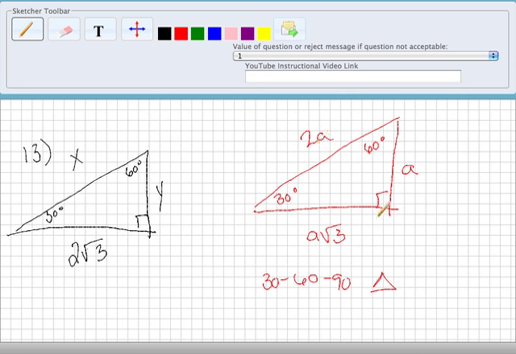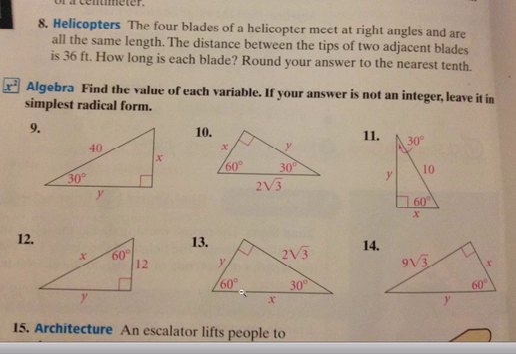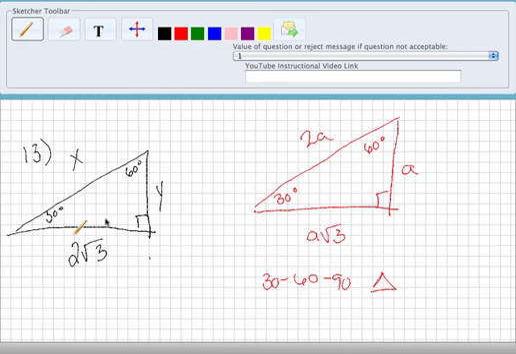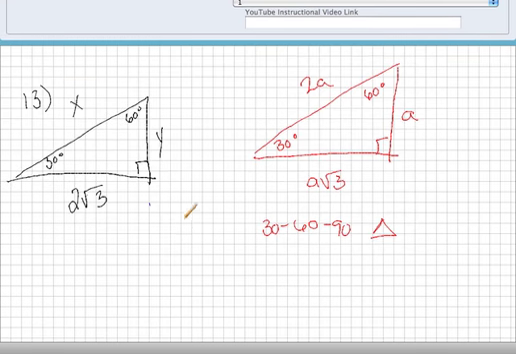Then when we look at the sides across from the other two angles, the side across from the 90-degree angle is of length 2a, and the side across from the 60-degree angle is of length a times the square root of 3. So looking at 13, you're going to notice that I rotated this into the same position as my model so that I can match up the sides. So let's go ahead and first solve for a, and then that will allow us to solve for x and y.